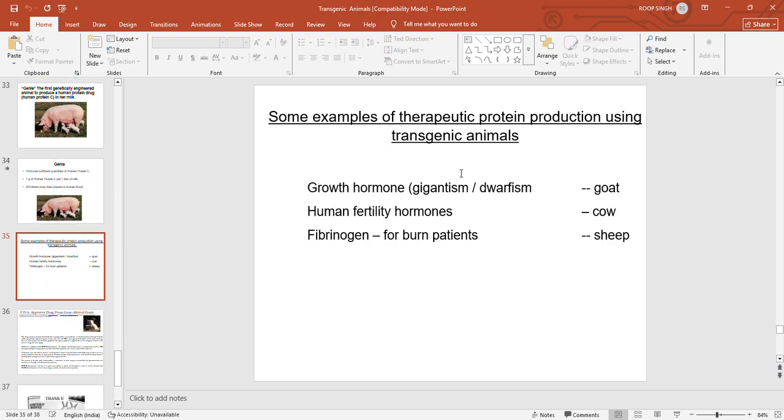There are some other examples beside protein C. There is other therapeutic protein production using transgenic animals, like growth hormone. Human growth hormone is being produced from the goat. Human fertility hormones are produced from transgenic cow. Similarly, fibrinogen is being made from the transgenic sheep. So these are some more examples.